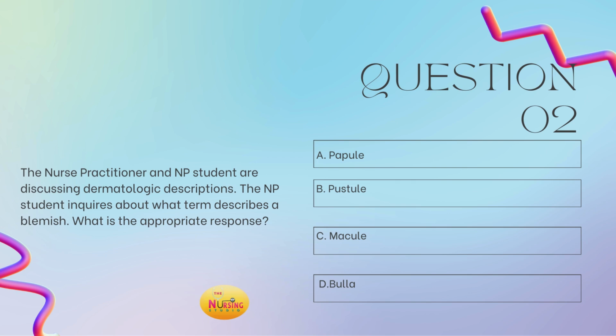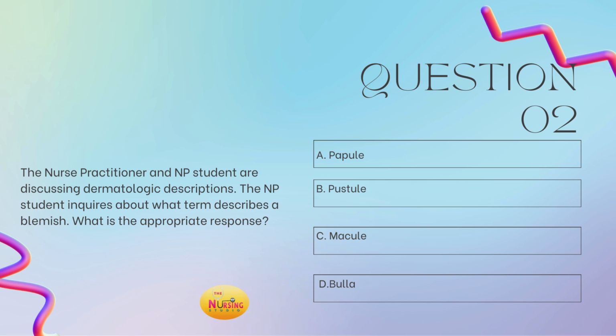Question number two, the nurse practitioner and NP student are discussing dermatologic descriptions. The NP student inquires about what term describes a blemish. What is the appropriate response? Is it A, papule, B, pustule, C, macule, or D, bulla? Take a moment and tell me what you got in the comments, you guys.